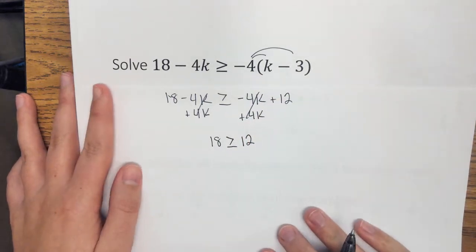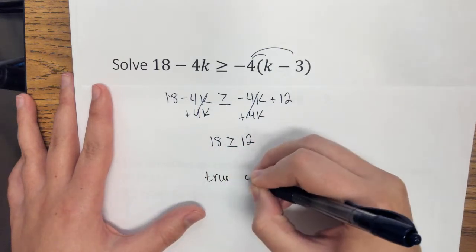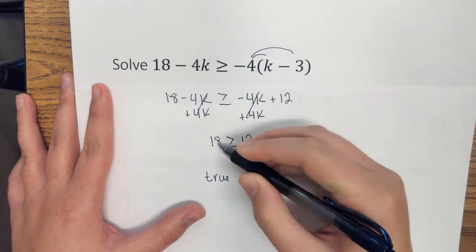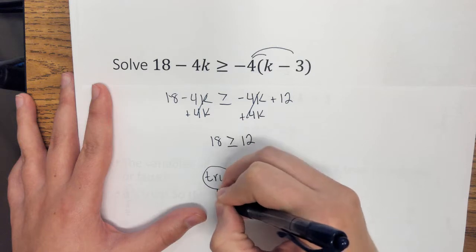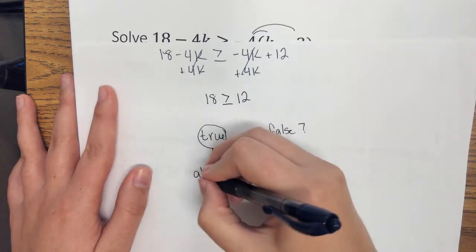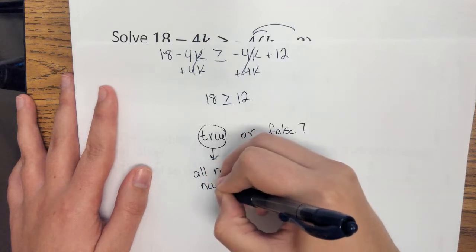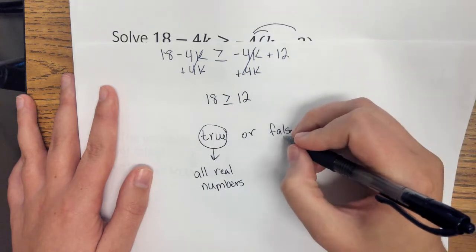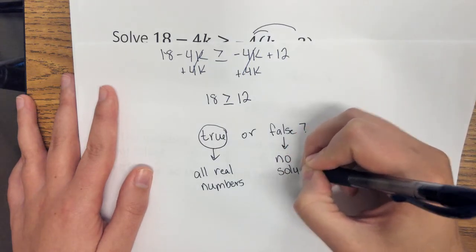Anytime all the variables cancel out, all you have to do is think about whether this is true or false. 18 is greater than or equal to 12, so this is true. What that means is my answer is all real numbers. No matter what number I plug in for k, this inequality will always give me a true statement. If it were false, the answer would be no solution. There's no number you could plug in to make that statement true.